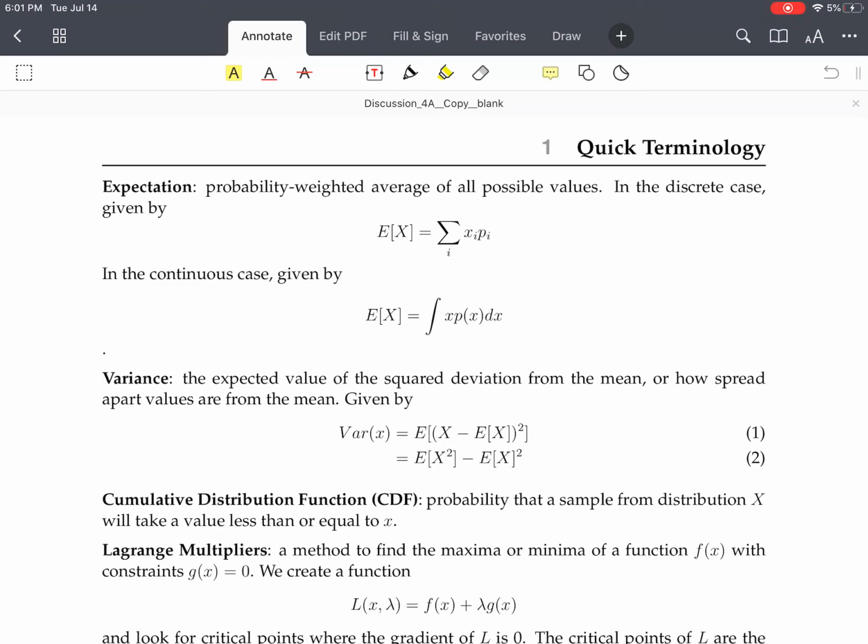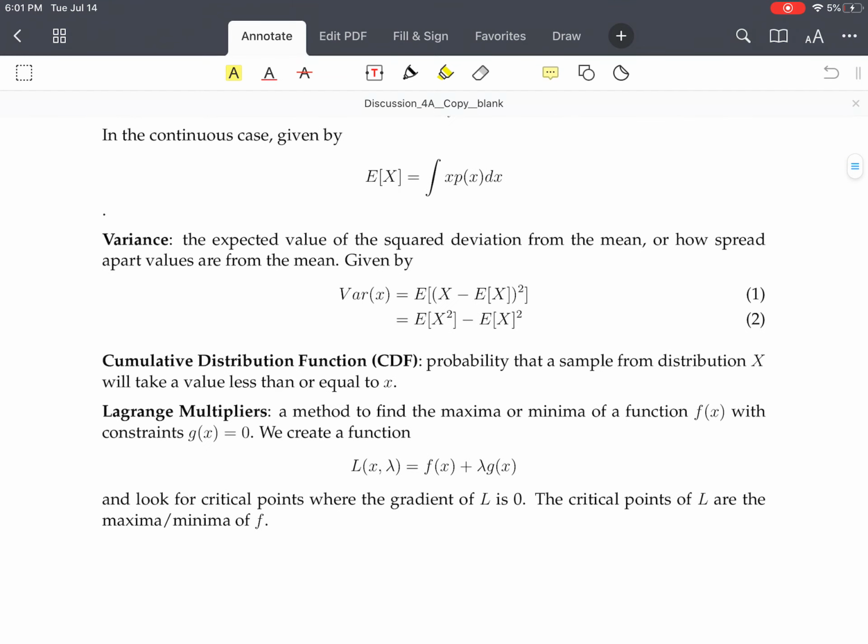In the discrete case, it's that first equation. In the continuous case, it's the second one. Basically, an integral replaces the summation. The variance is the expected value of the squared deviation from the mean. So it's the expected value of (x minus the expected value of x) squared, and it's a measure of how far the values of this random variable are from the mean.